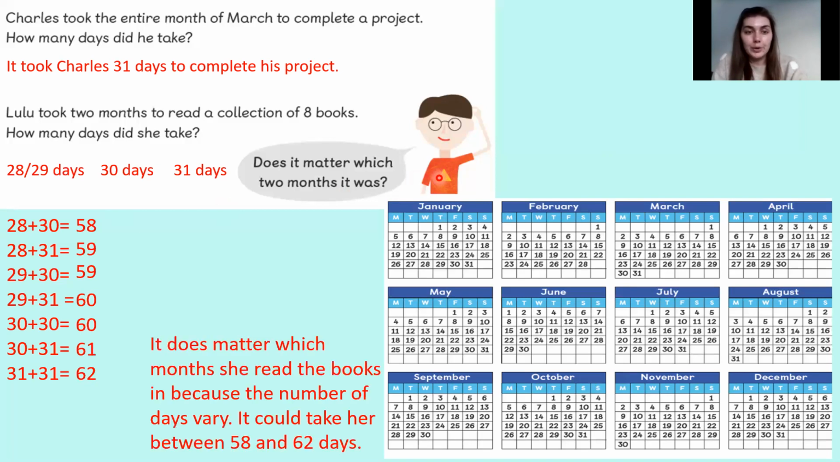So my answer would read something like this. It does matter which month she read the books in, because the number of days vary. It could take her between 58 and 62 days. So that's the answer that I would give to that question.